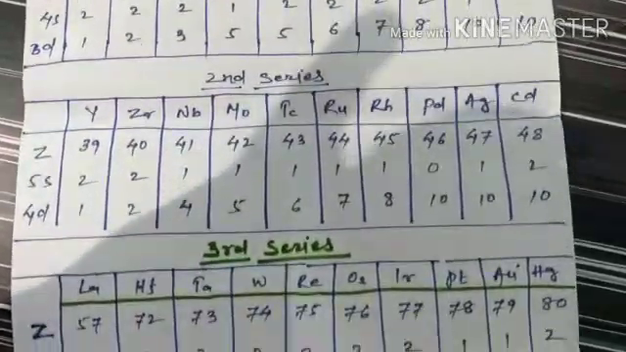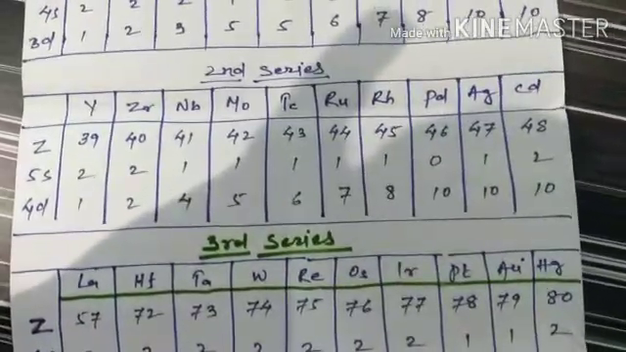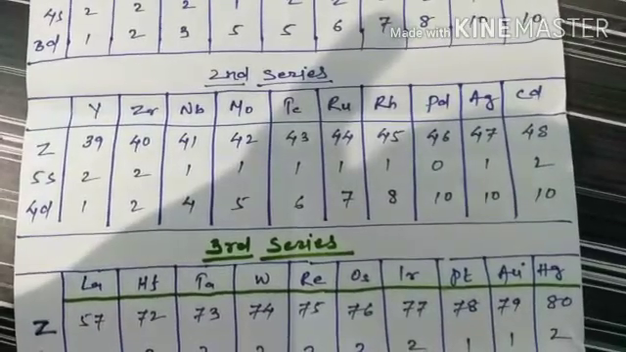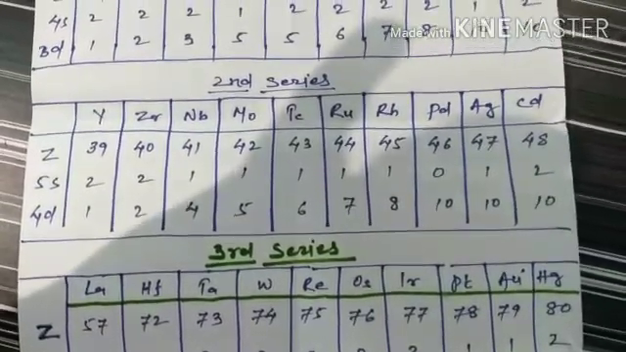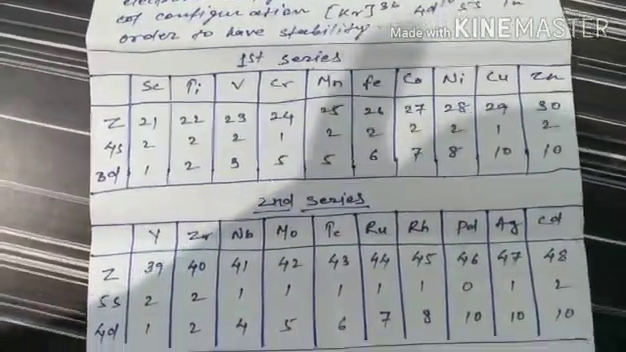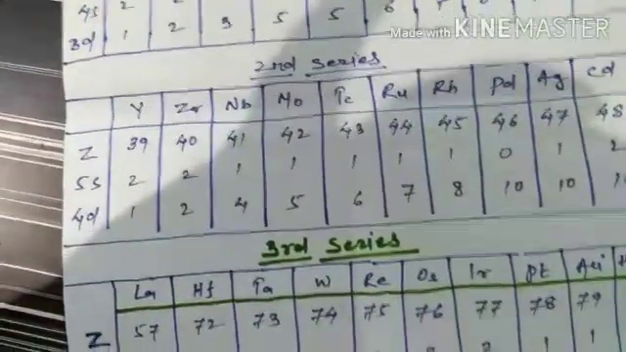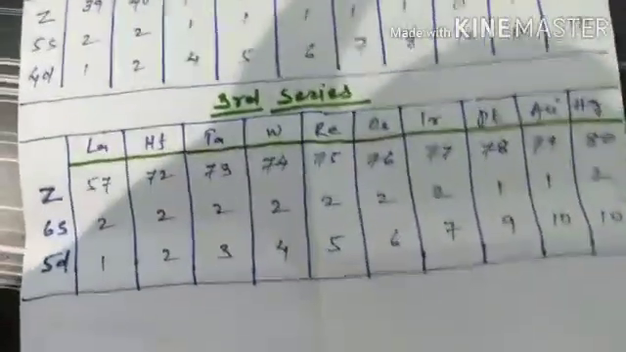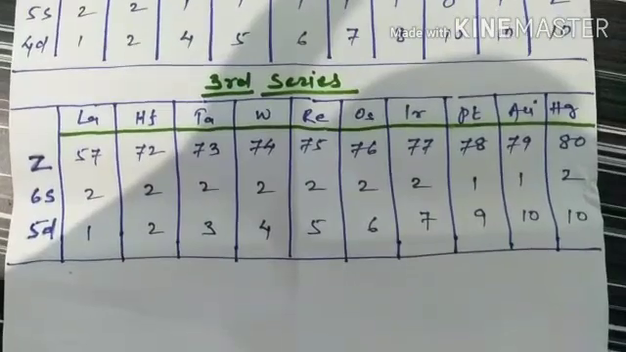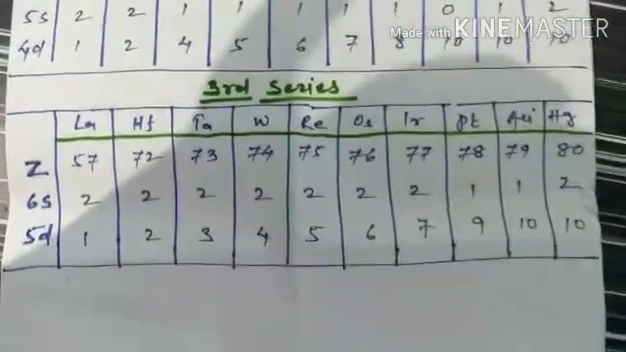And the second series is also called the 4d series, and the first series is also called the 3d series. 3d series or first series, 4d series or second series, and 5d series or third series, and 6d series is the fourth series.